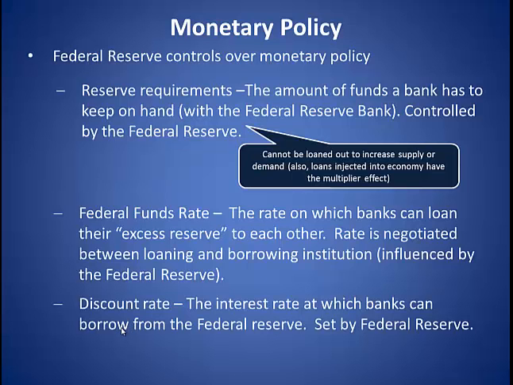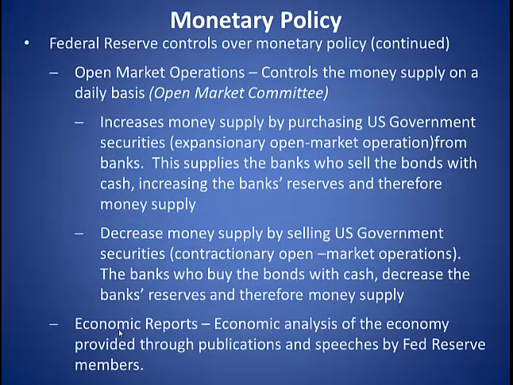The discount rate is typically a higher rate than the federal funds rate. Now, the fourth area that the Federal Reserve controls monetary policy is what we call open market operations. Open market operations is directed by the Federal Reserve through what they call the Open Market Committee, and that controls the money supply on a daily basis. And by the way, of all these particular items here, the open market operation is the most significant in terms of controlling the money supply.